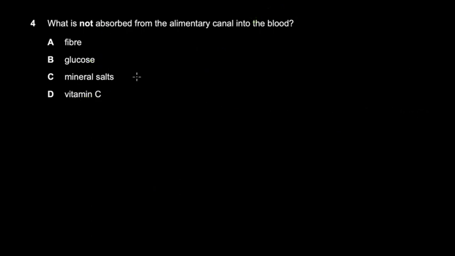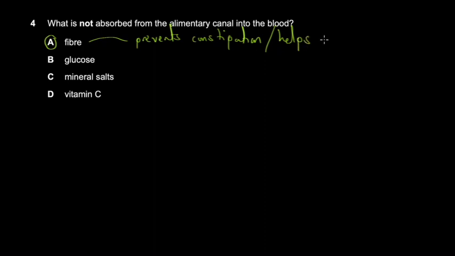The next question says, what is not absorbed from the alimentary canal into the blood? Here you're supposed to know it's dietary fiber. It serves a different function, so it prevents constipation. Or you can say it helps in digestion.